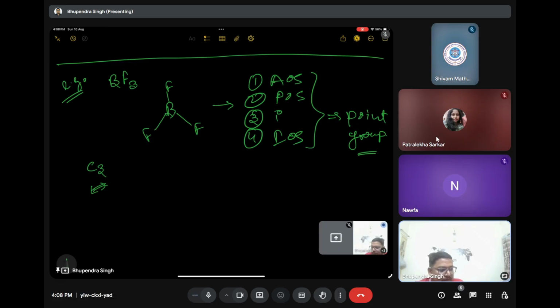Nafa, you also tell me the point group of this molecule, axis of symmetry, center of inversion. Tell me what is the axis of symmetry. Patlekha already told. Tell me what is the plane of symmetry of this molecule. Today we have to solve a lot of questions because this is the third week. Introduction is over. So, are you able to listen to me, guys?